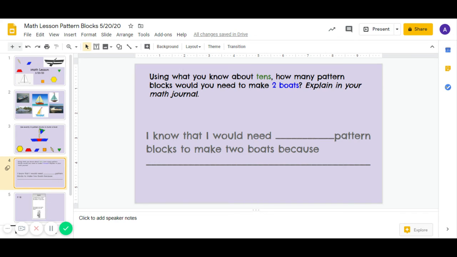So you already know about tens, you know how to count by tens. So we need you to write how many pattern blocks you would need to make 2 boats. Here is your sentence starter, and you can copy this exactly as is, but where there are lines you need to add your own answer in your own words. I know that I would need blank, so you're putting a number there, pattern blocks to make 2 boats because we need to know why. What do you know about this math problem? How can you prove your answer? This will also be uploaded when you upload your math work to Canvas.